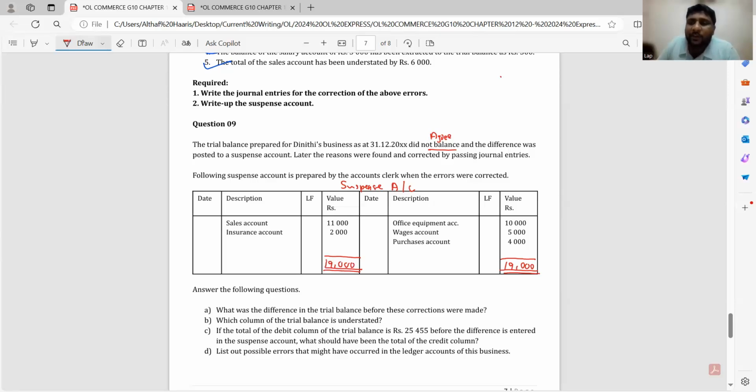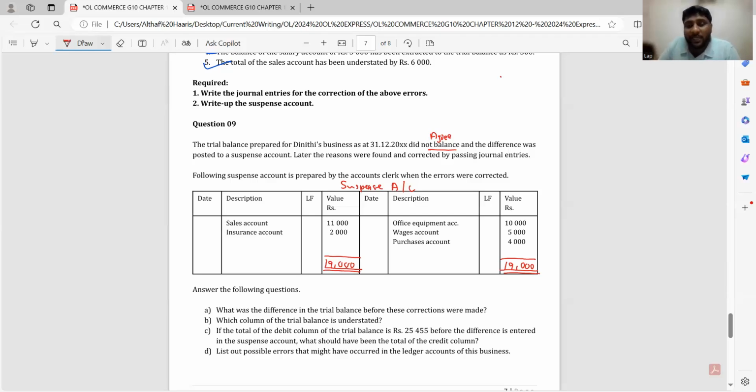Then the debit side should become 19,000. How much is missing? A 6,000 is missing.